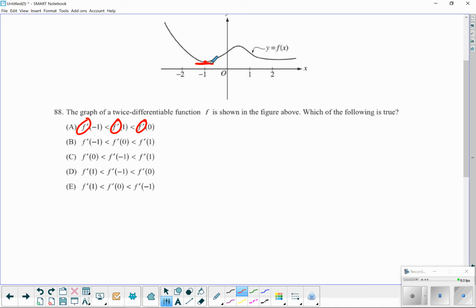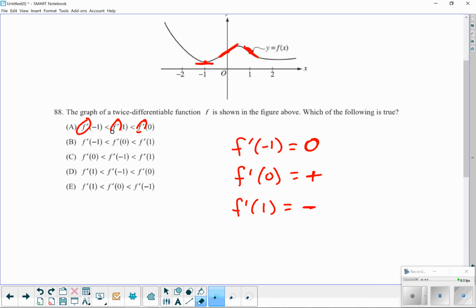So let's write this down, right? So f prime of -1 is actually, in this function, 0. It's flat. Okay. f prime at 0 right here, I don't know what it is, but it's going up, so it's positive. And at 1, okay, that's going down. So f prime at 1, I don't know what it is, but it's going down, so it's negative.